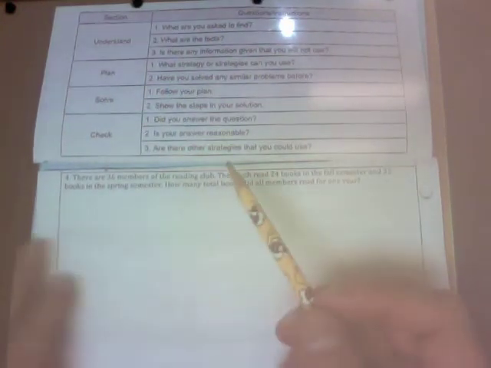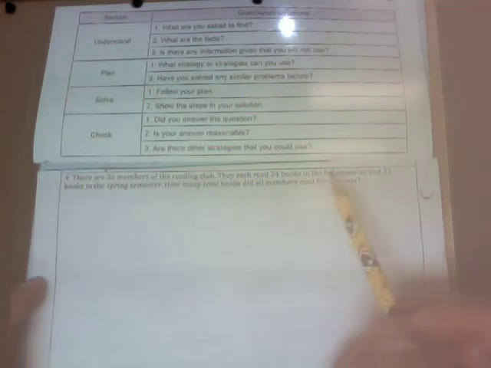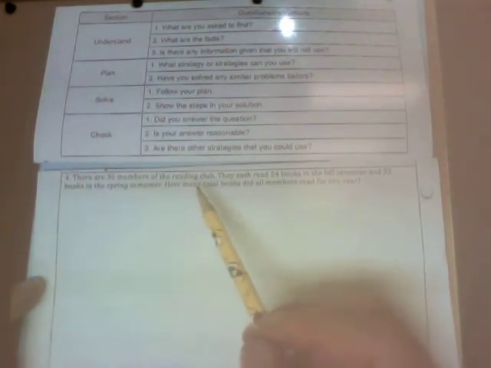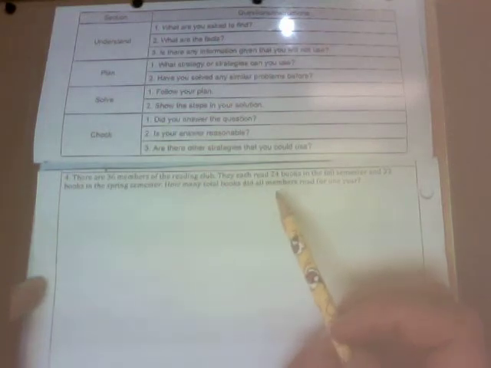There are 36 members of the reading club. They each read 24 books in the fall semester and 32 books in the spring semester. How many total books did all members read for 1 year? Alright, so this is a harder problem.